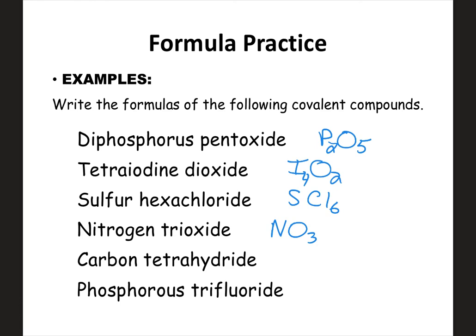When we got carbon tetrahydride here, we got C, we got H. There's just one of the carbon, so we don't write anything. And then for the hydrogen, it's tetra, so that's four, CH4. And then the last one, we got phosphorus trifluoride. So it's going to be P. F is the second element for fluorine. There's no prefix on the phosphorus, so it's just one. We don't write it. And trifluoride means three, PF3.